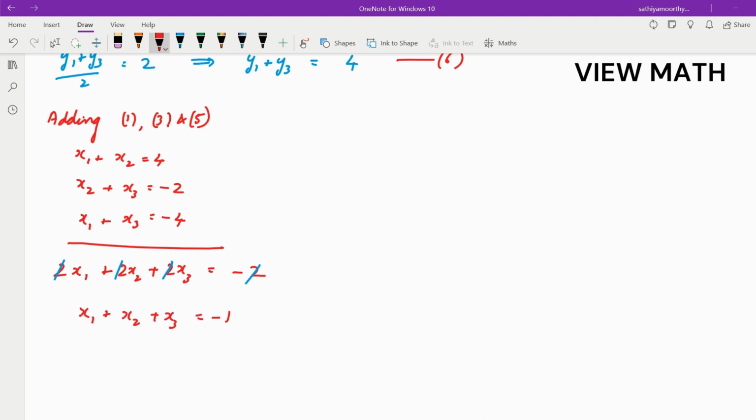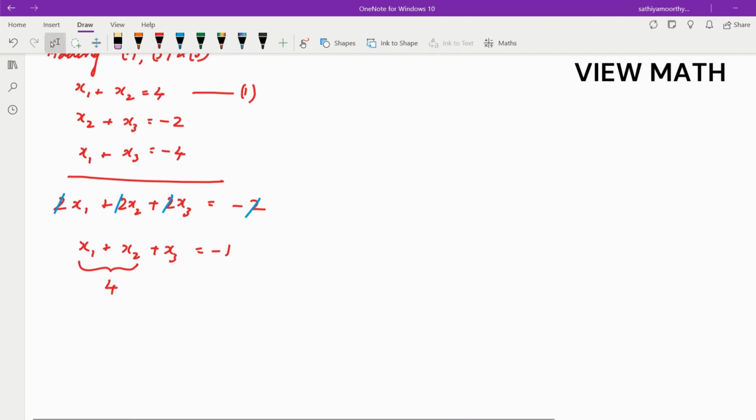Now, I know that x1 plus x2 is equal to 4 in the first equation. So I can substitute x1 plus x2 equal to 4. So now 4 plus x3 is equal to minus 1. x3 is equal to minus 1, 4 I'm bringing to the other side, it becomes negative 4. Therefore, x3 is equal to minus 5.